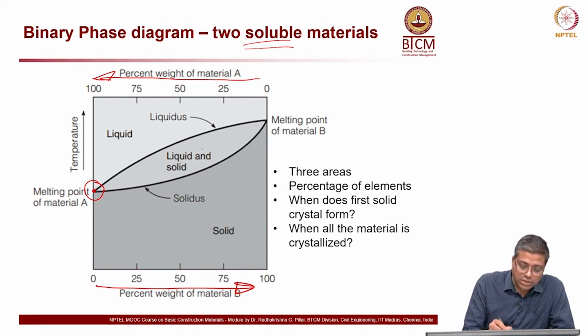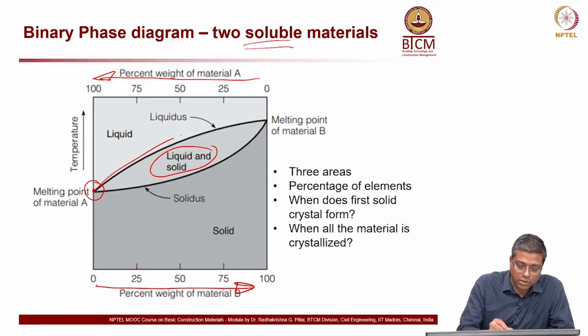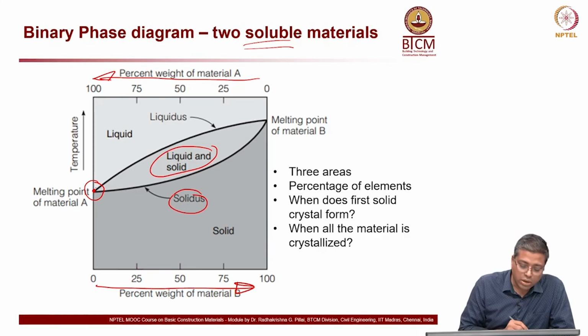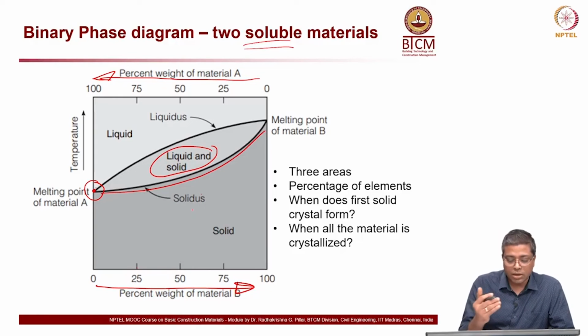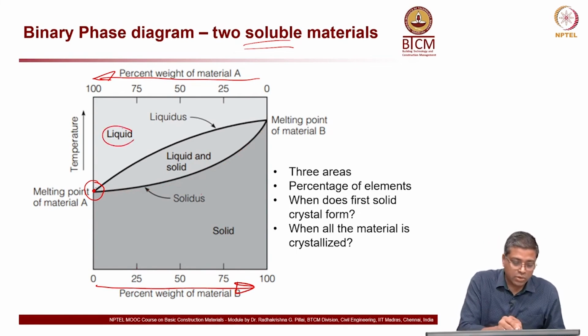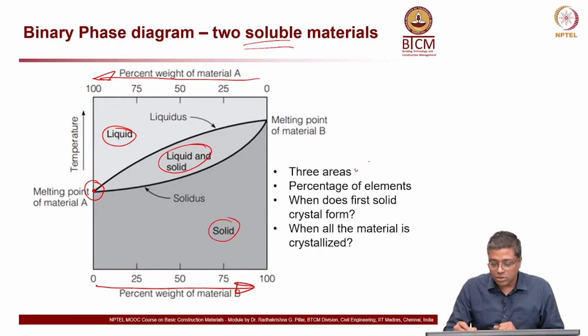Now, there are also phases which have both liquid and solid. This curve here is called the liquidus. That is the boundary between the 100% liquid phase and the liquid plus solid phase. And here at the bottom you have the solidus, which is the boundary between the 100% solid phase and the solid plus liquid phase. So this is about the three areas: you have a liquid phase, a solid phase and a liquid plus solid phase. And the percentage of elements, we already looked at that.